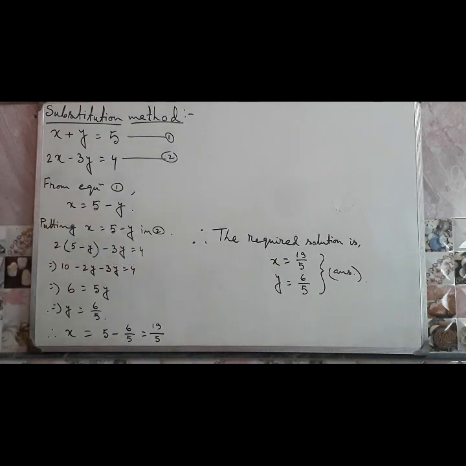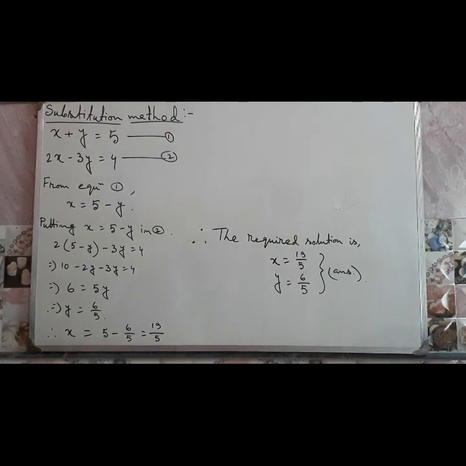Here in this first example we took a1 by a2, that is 1 by 2, and b1 by b2, minus 1 by 3. So a1 by a2 is not equal to b1 by b2. That is, this system is an example of intersecting lines.